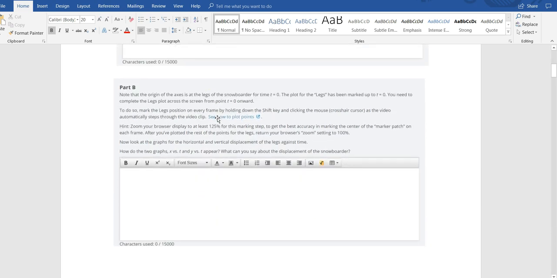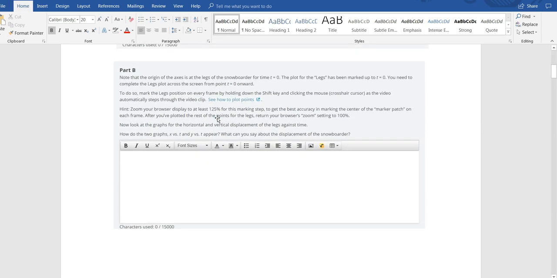So let's go down here. How do the two graphs of x versus t and y versus t appear? What do the graphs look like, and what can you say about the displacement of the snowboarder? Displacement means how far they traveled every given frame, or every 1/10 of a second.